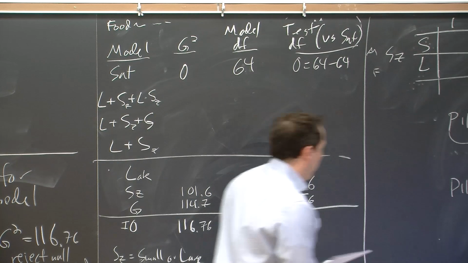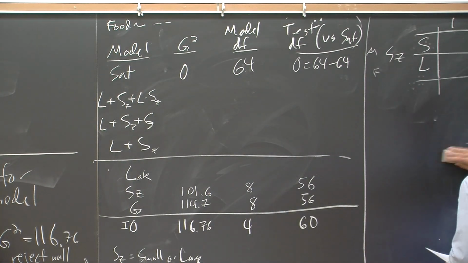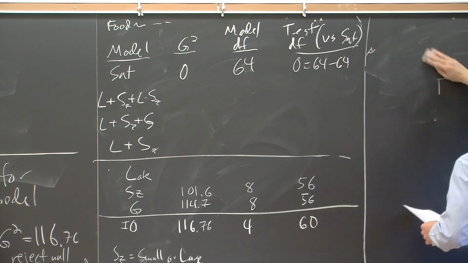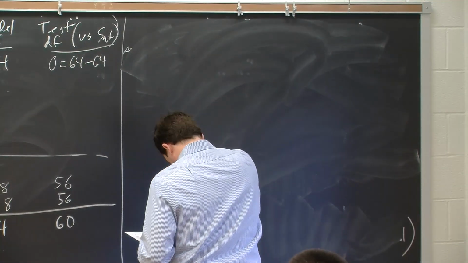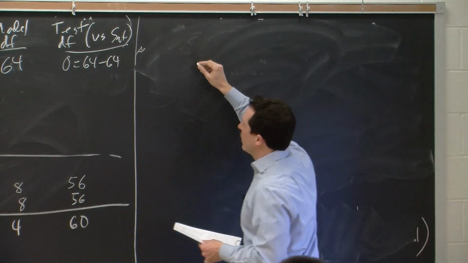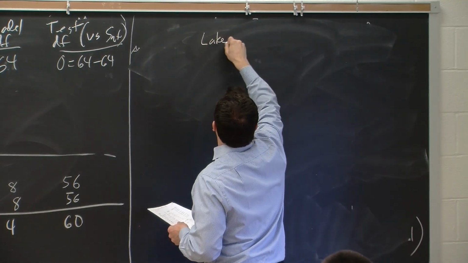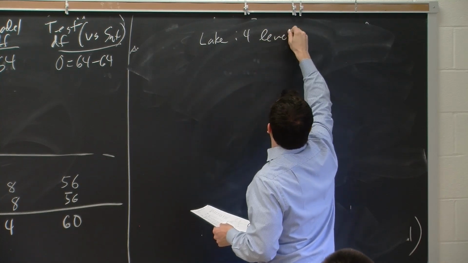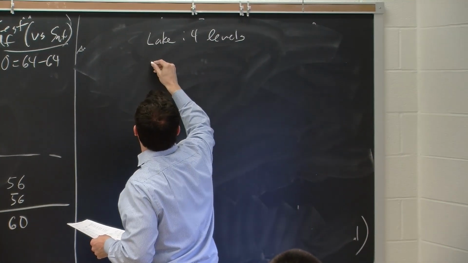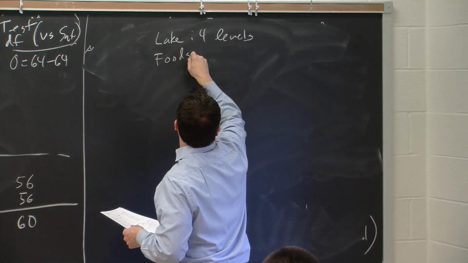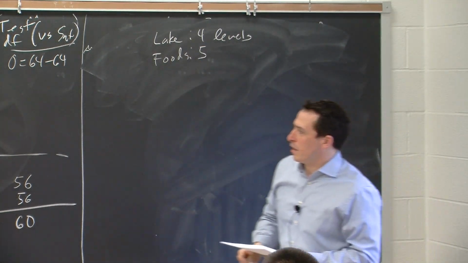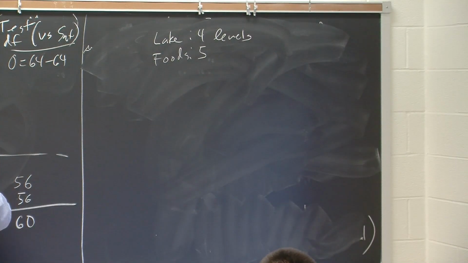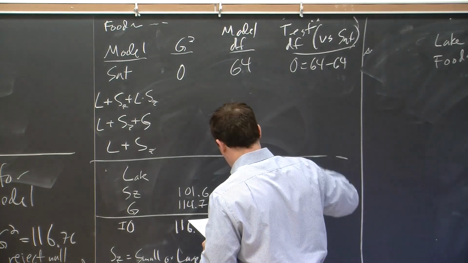How about lake? 4 times 3. How many lakes are there? 4. And foods, 5. So 4 times 4 is 16 degrees of freedom. And the test degrees of freedom?